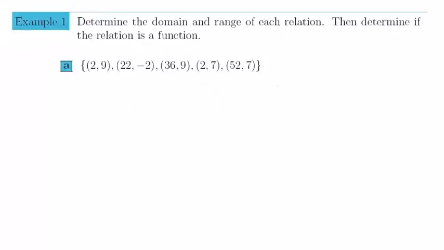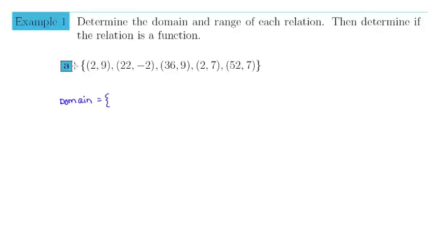Example 1. Determine the domain and range of each relation, then determine if the relation is a function. We begin with the relation expressed as the set (2, 9), (22, -2), (36, 9), (2, 7), (52, 7). Let's start by identifying the domain and the range of the relation. Recall, the domain is the set of inputs, your x values if you like. So in our relation, our domain will simply be the set of the following values.